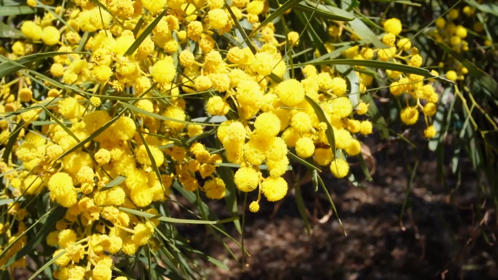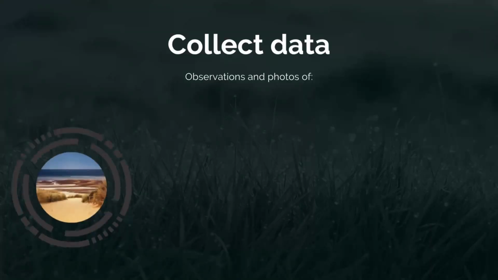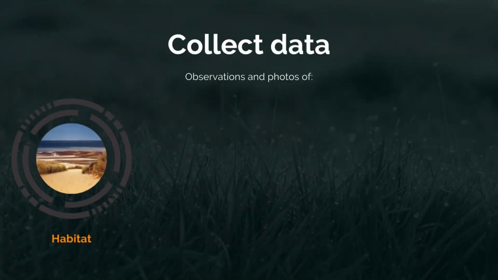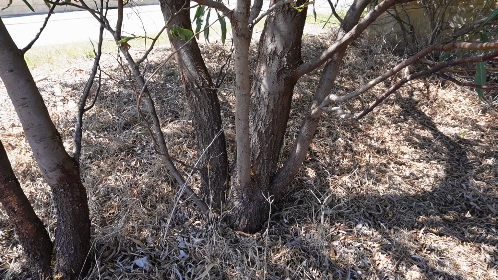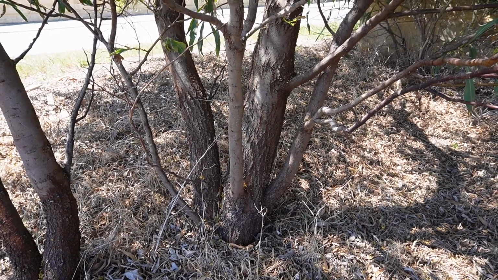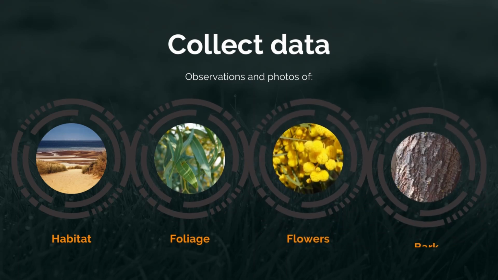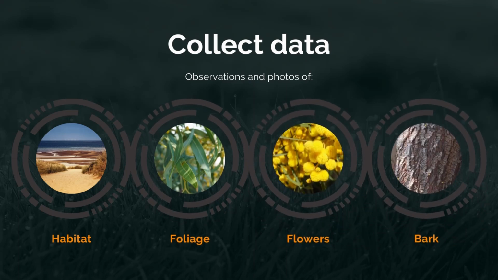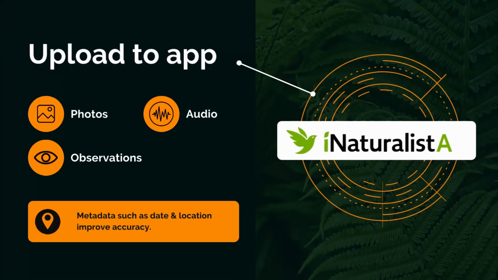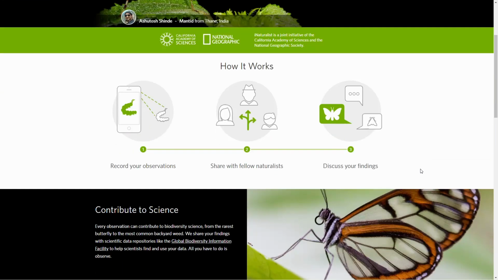which was the wattle. Okay, to start, I took photos of different features that I thought would be useful for identifying, such as the habitat that the plant's in, the leaves or the foliage, the flowers, and the bark. And later on, I uploaded them to an app called iNaturalist. I found this the most useful and accurate app.